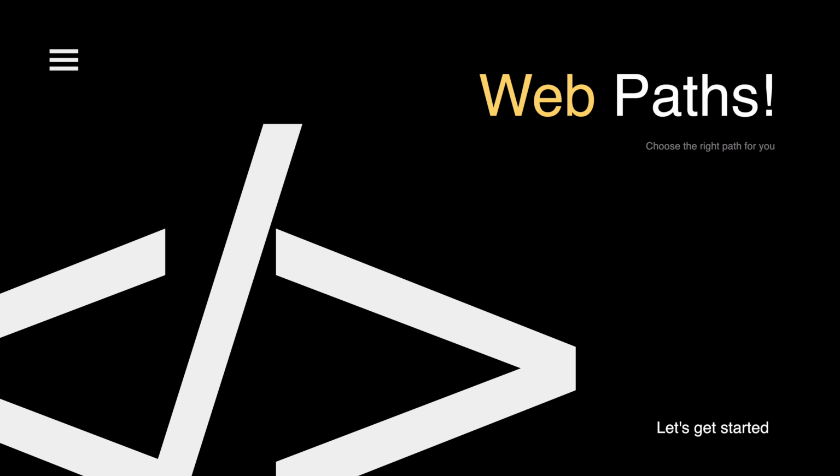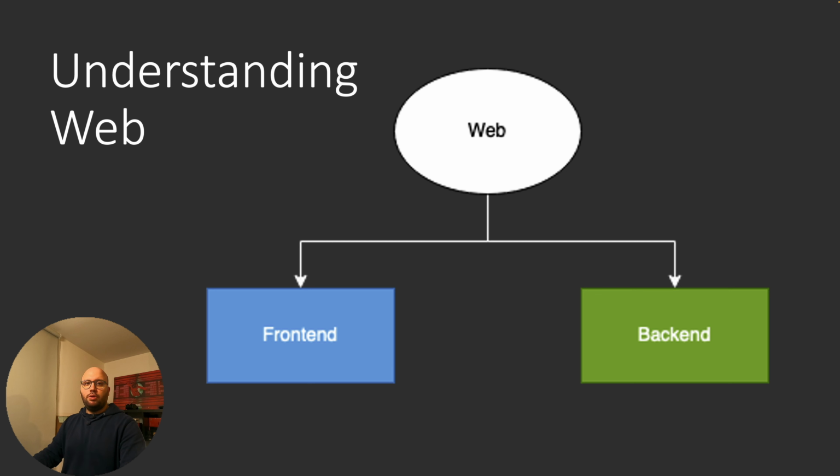So basically within web, we have two types of technologies, or basically two career paths that we can take. We have the front-end and we have the back-end. But what does this mean? What does front-end mean? What does back-end mean? Basically, front-end means the user interface. In essence, it means what the user is going to see and what the user is going to be interacting with.